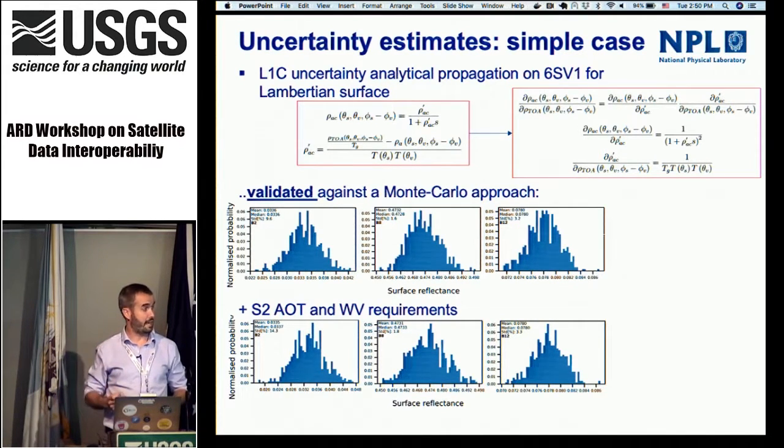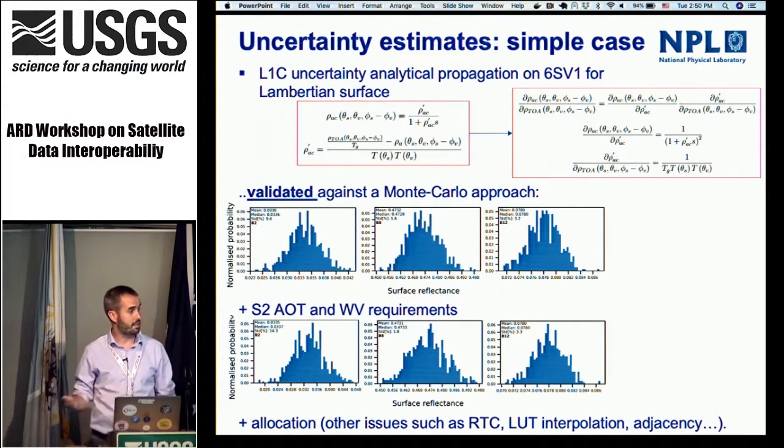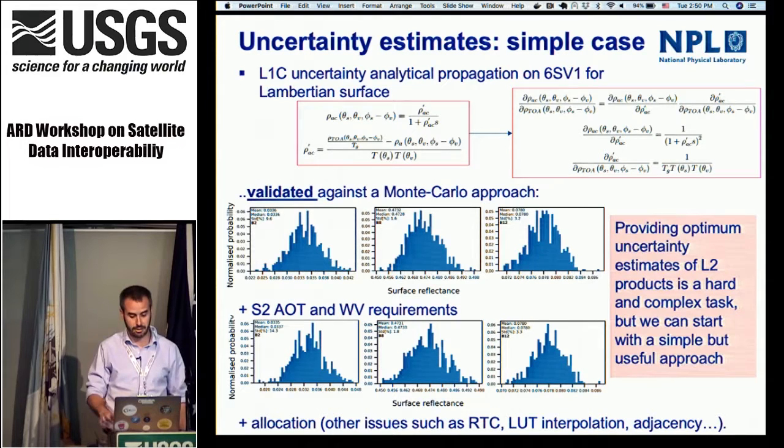And what I did is that I introduced the aerosol optical thickness and water vapor requirements of Sentinel II in order to get a dispersion, and another allocation which introduces other issues like the radiative transfer code accuracy, lookup table interpolation, adjacency, and so on.